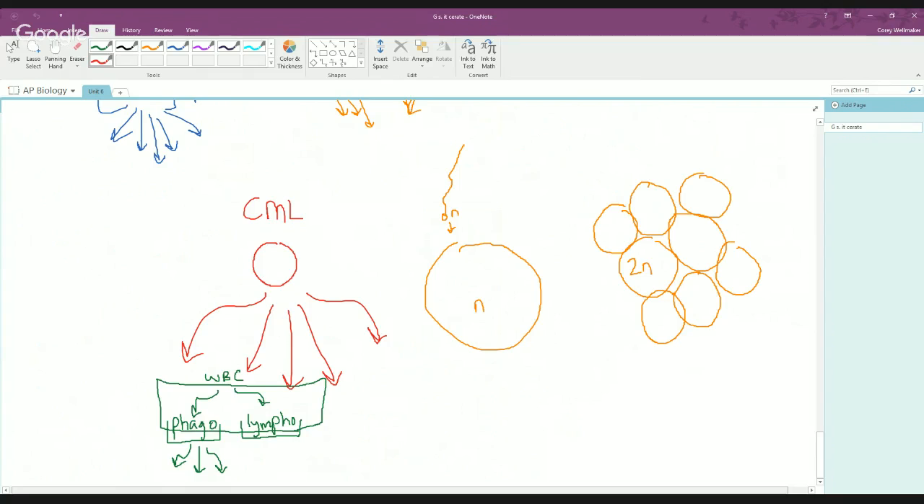I don't know if you heard this, but stem cells are all over your body. We talked about the hematopoietic stem cells, which are located in your bone marrow.